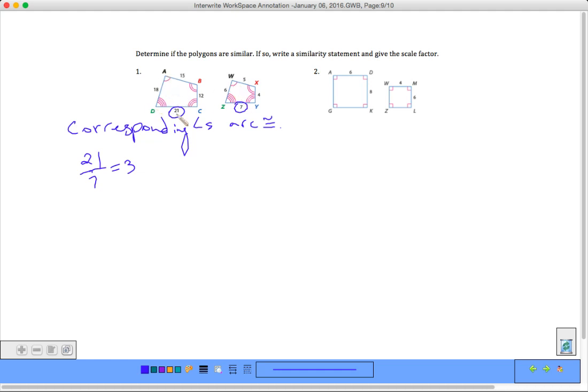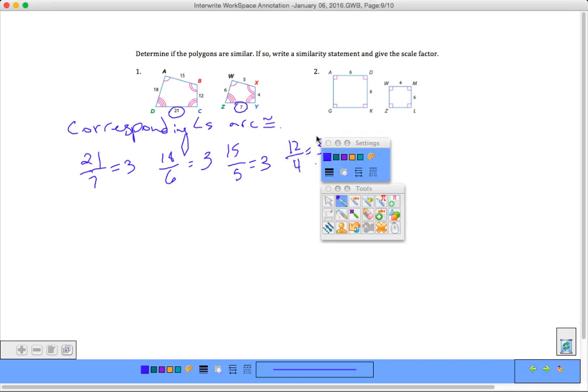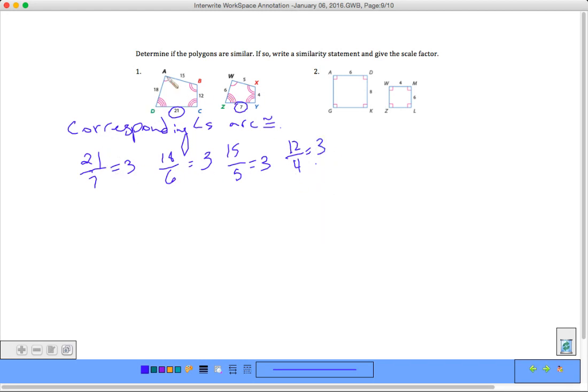Well, the next largest would be right here. So 18 over, that corresponds to this side, which is 6. That is also 3. Moving over here, I have 15 over 5, which is also 3. Okay, and then the last side here, 12 would correspond to 4, which is also 3. So because the ratio of all 4 sides is the same, we have similar figures.